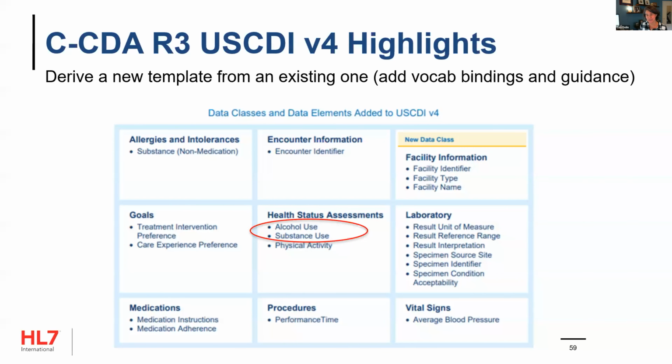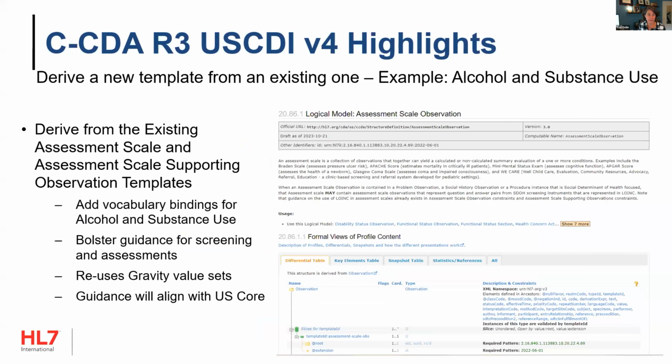In some instances, as I mentioned before, there was another style of template where it's mostly there. It's just some vocabulary narrowing that we have to do. An example of that is our alcohol use and substance use. We will be using the existing assessment scale and assessment scale supporting observation templates that have been in CDA for many, many years, and adding vocabulary bindings and/or vocabulary guidance.